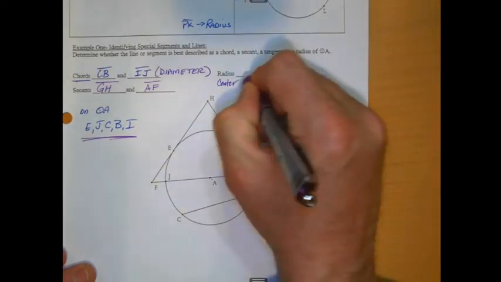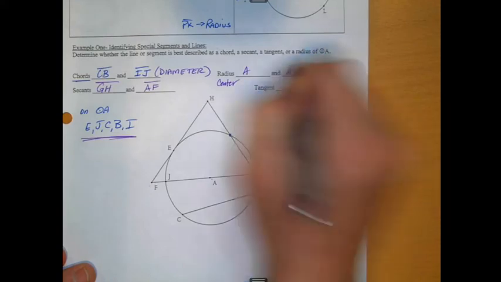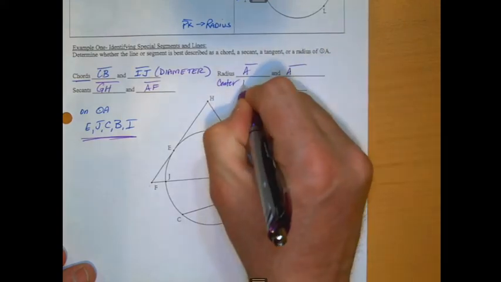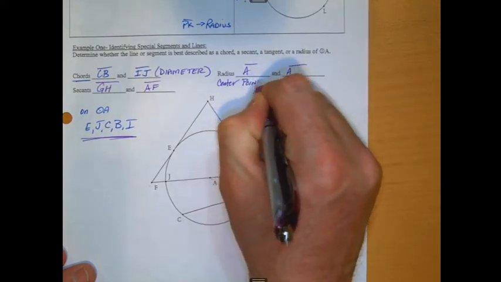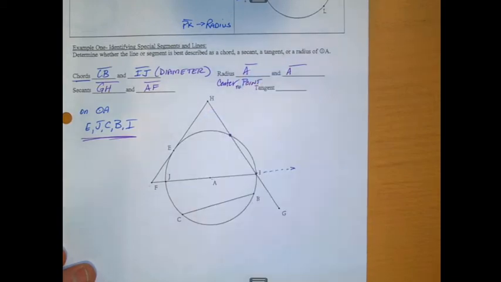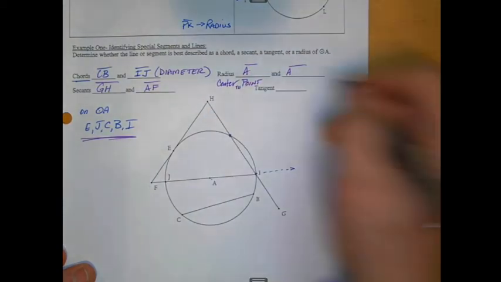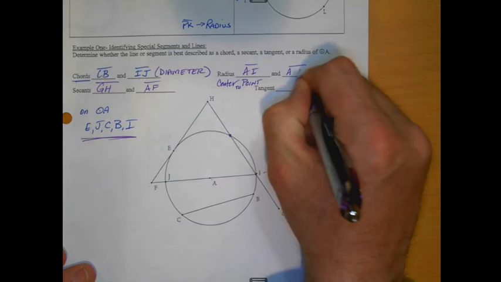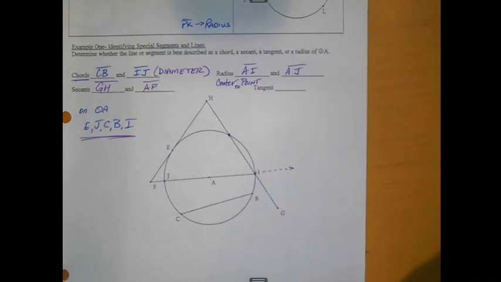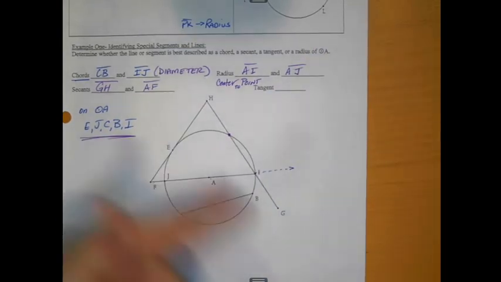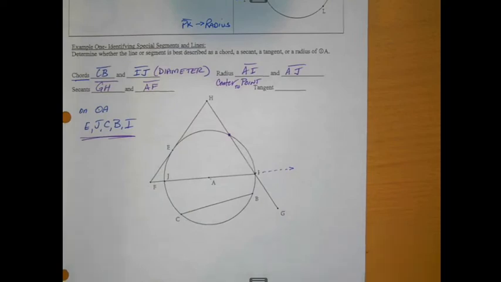So a radius has to have point A on it, and it has to go to a point on the circle. So a point to the circle, A to I, and A to J. Yes, we could have A to C, and A to B, and A to E. It's not drawn, so I'm just going to write the ones that are there.